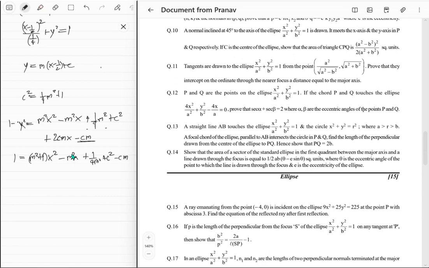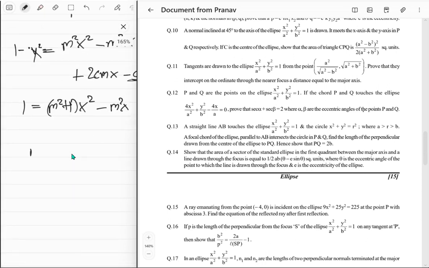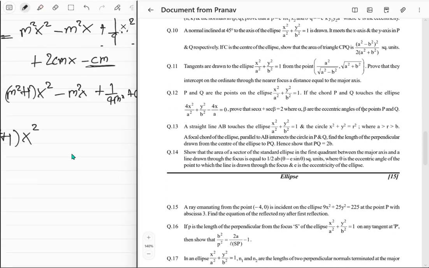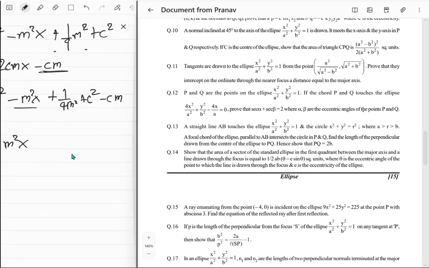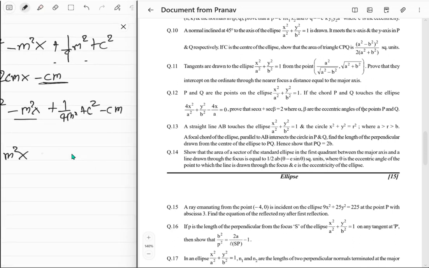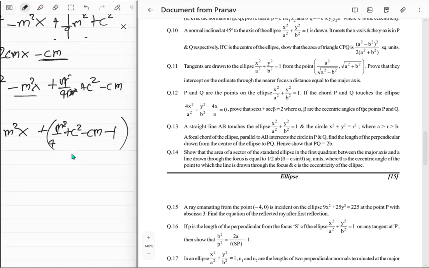Even this is not giving me anything. (m squared plus 1) and then x squared. So x terms are just over here, minus m squared x. We don't care about them, right? And then you got this minus 1. Okay, so it's supposed to be m squared upon 4 plus c squared minus cm minus 1. All of this is equal to 0, right?